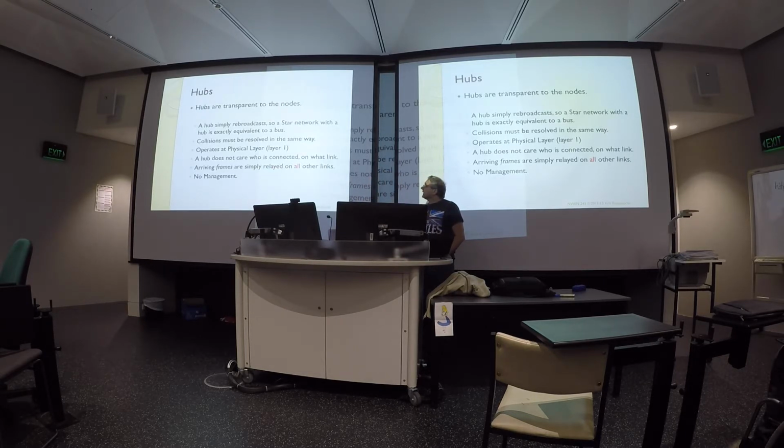A hub doesn't care who's connected. You just plug them in. It doesn't care which link it's connected to, because frames come in and it sends them out again to everyone. Arriving frames are just relayed on all other links than the one they were received on. Because of this, it's just a piece of wire. You don't really have to manage a piece of wire. It's an active piece of wire, but it's not doing any logical network switching or anything.